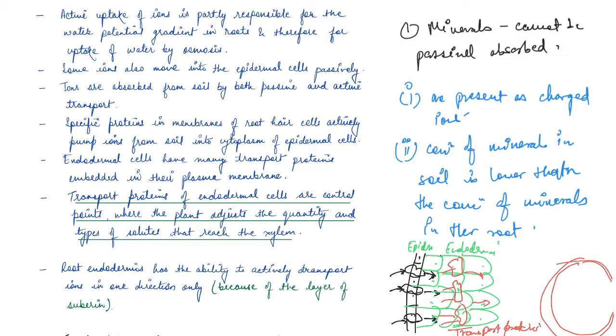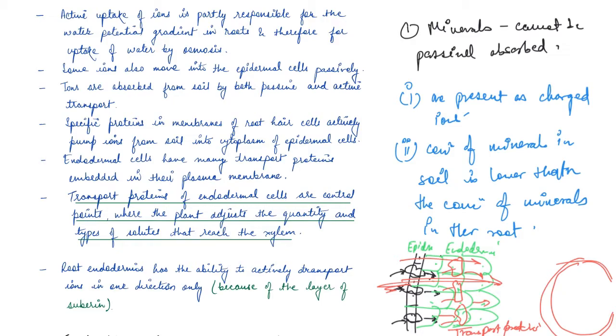Now again, the root endodermis also has the ability to actively transport ions in one direction only. So remember that the endodermis has a layer of what? It has a layer of suberin. And because of this layer of suberin, it has the ability to actively transport ions in one direction. So basically, the ions will be transported inside. They cannot push it back because there is a layer of suberin, right?